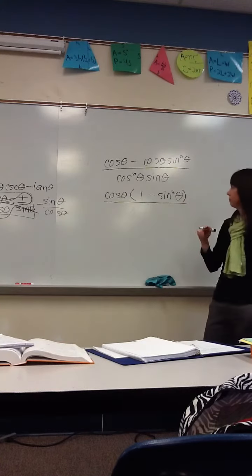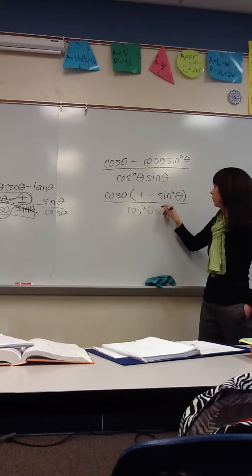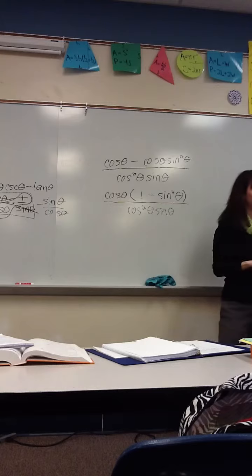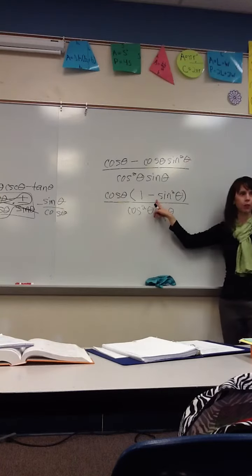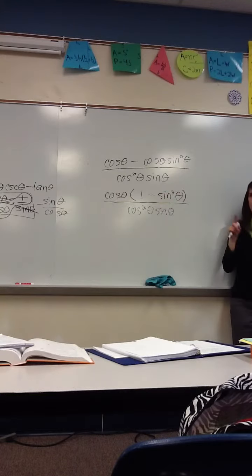Over cosine squared of theta, sine of theta. This should look familiar. What is this? 1 minus the sine squared of theta.